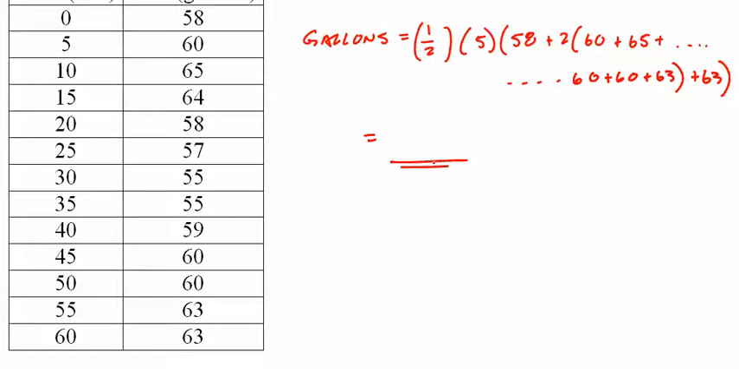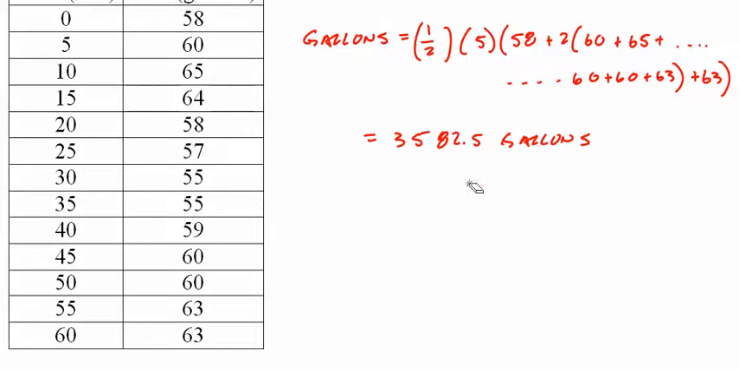Am I good on this? Gallons per minute, 5. Yeah, I'm good on this. 3,582.5 gallons. And so that's all the integral is, what's going on. If we needed the average time, we'd divide by 60. All that sort of stuff.